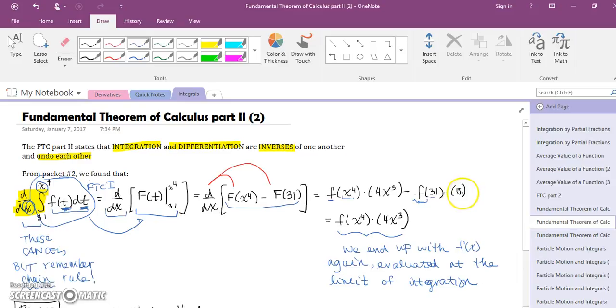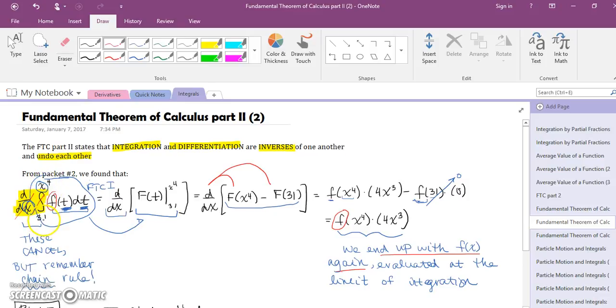Don't touch the inside, times derivative of the inside. Well, the derivative of the inside is a constant, so that's 0. And notice we end up with f of x again. Make sure you write this down. So we start with our function f. The derivative and the integral do cancel. We end with f, except it's evaluated at the limit of integration that has a variable.